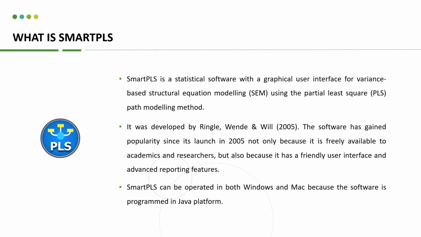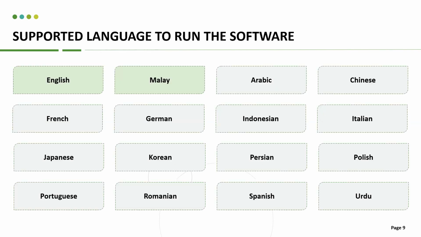SmartPLS can be operated on both Windows and Mac computers because the software is programmed on the Java platform. These are some of the languages that SmartPLS can support, meaning you can run SmartPLS in a different language. The default, once you download the software, is English, but if you want another language, you can customize it in the software itself.